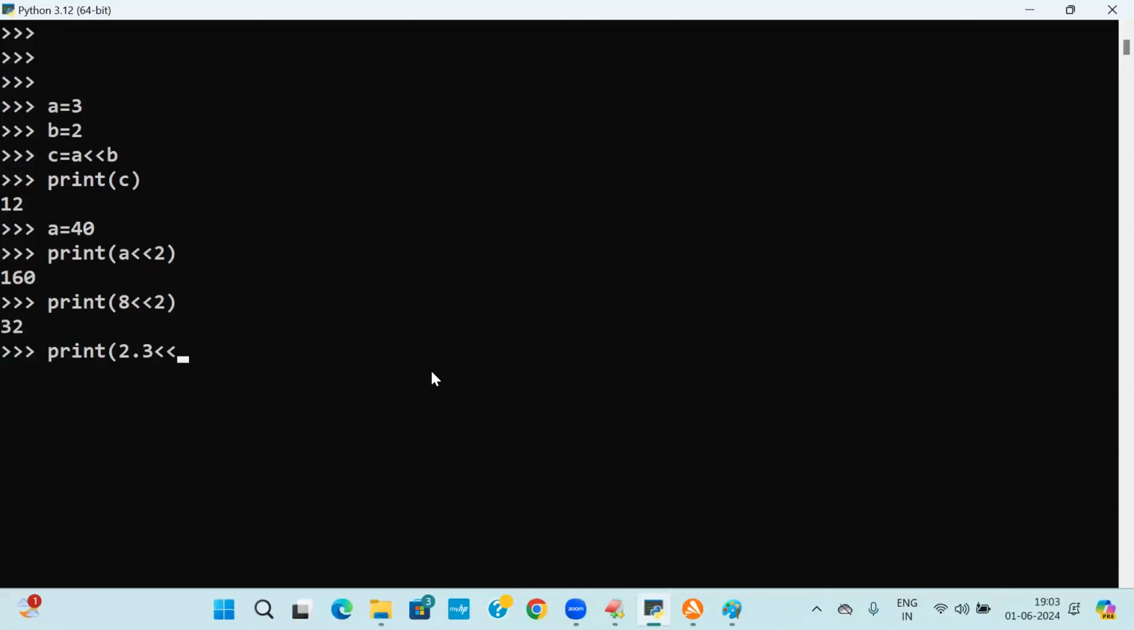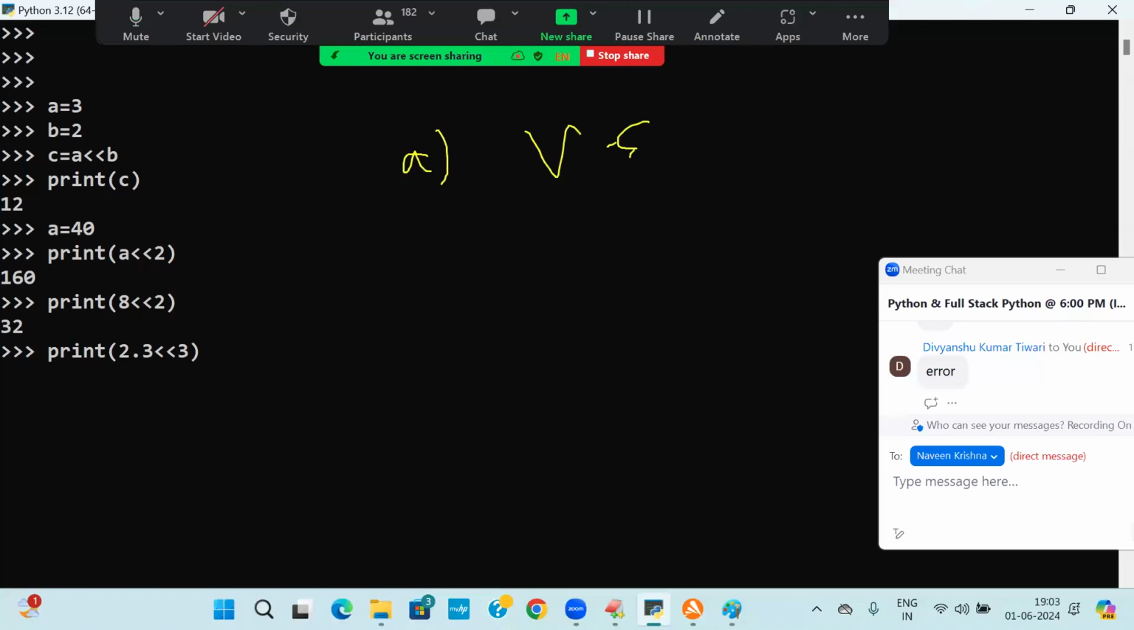2.3 double less than 3. Not possible. What error? Option A, value error. Option B, type error. Option C, syntax error. Option D, attribute error.